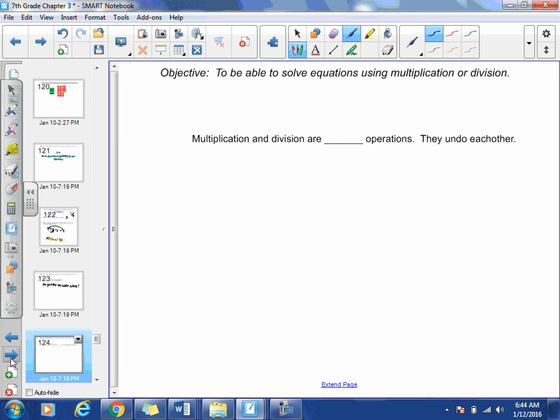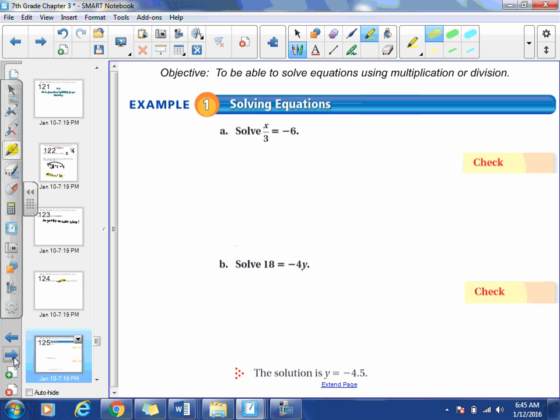Okay. We already touched on this: multiplication and division are inverse, I-N-V-E-R-S-E. Inverse operations, they undo each other. So if you multiply something by 10 and divide it by 10, you're back to what you started with. Seems like common sense. Here's the word for that common sense: inverse operations.